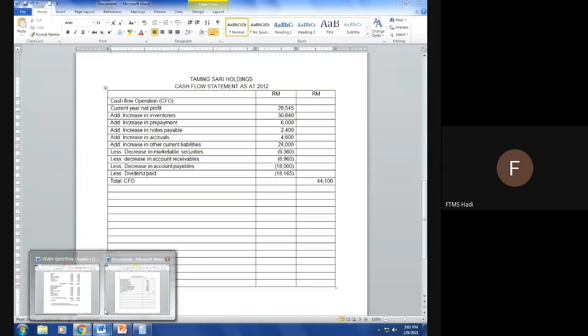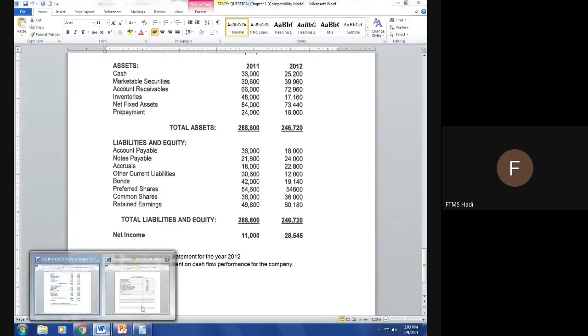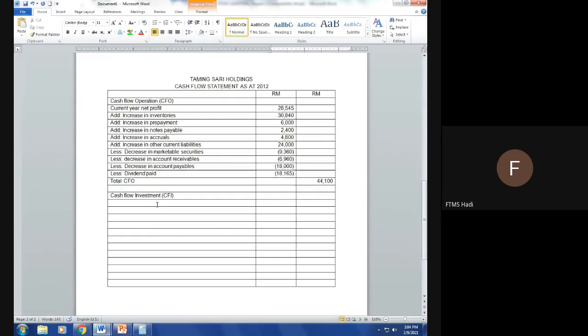Okay, the second part is cash flow investment, which is CFI. Anything that relates to CFI, you need to put inside. Go back up there. This one, the first one, next, fixed asset, the CFI. I put it here as red, I think it's a green highlight. This one, effect increase, that means because they are selling fixed asset, you need to add because of the increase.